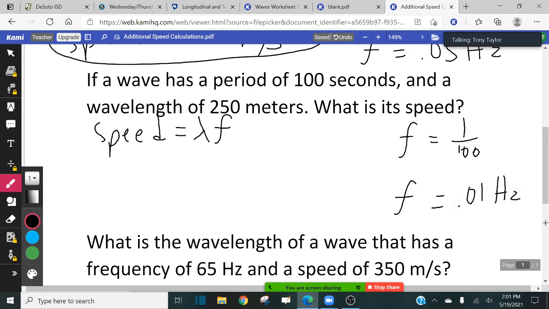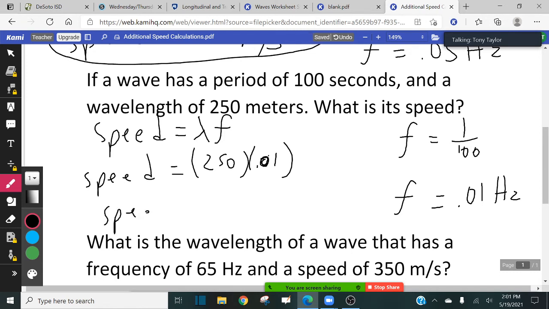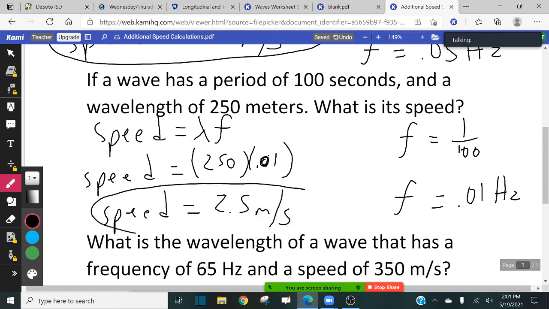Once I have my frequency here, I just come over here and plug this in, and I can easily solve this equation for speed. Speed is equal to 250 times 0.01 hertz. When I do that, I get a speed of 2.5 meters per second. Okay.